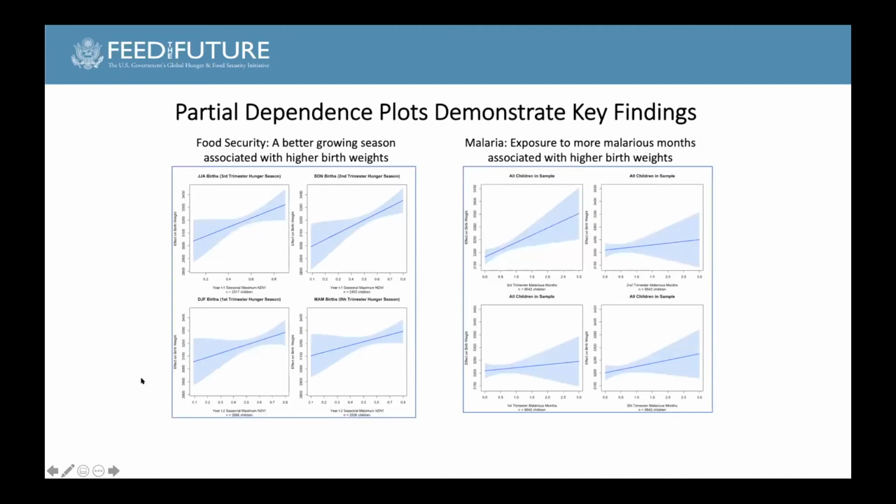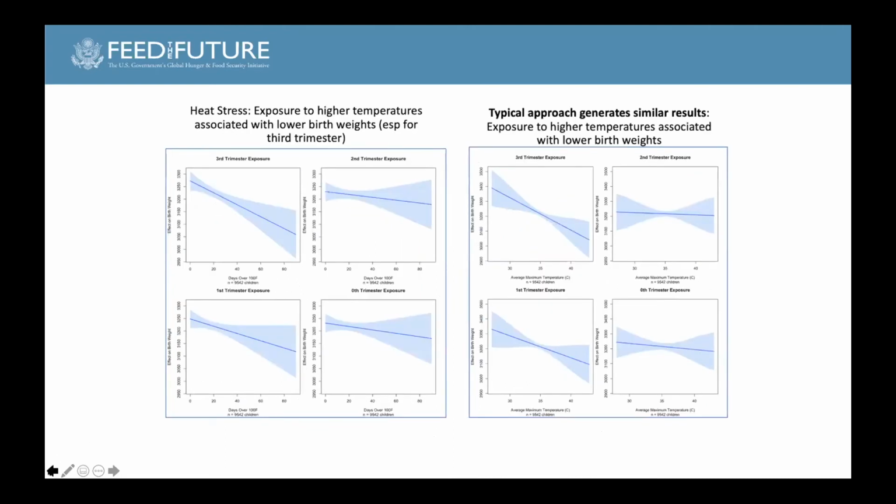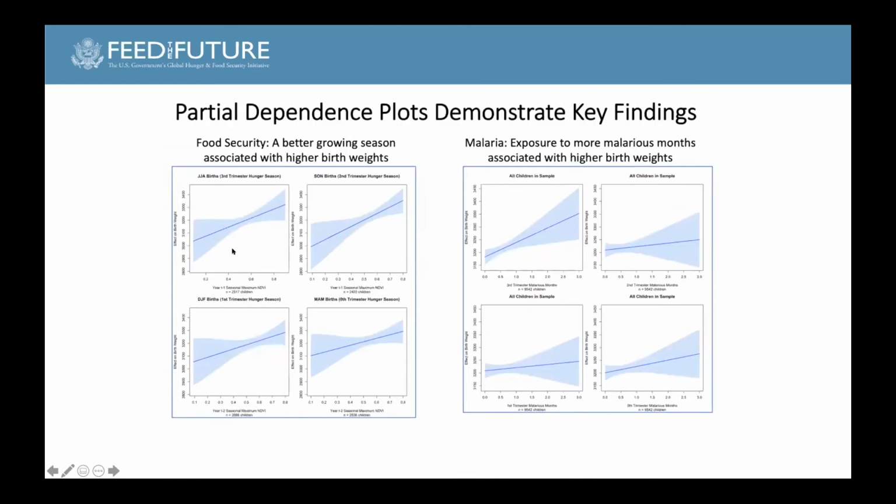So really quickly, I won't show regression plots. I will show graphics. What these graphics show us is our food security measure, NDVI, our vegetation measure. And these are broken into trimesters. So we see third trimester, second trimester, first, and 0th. We look at that conception period.